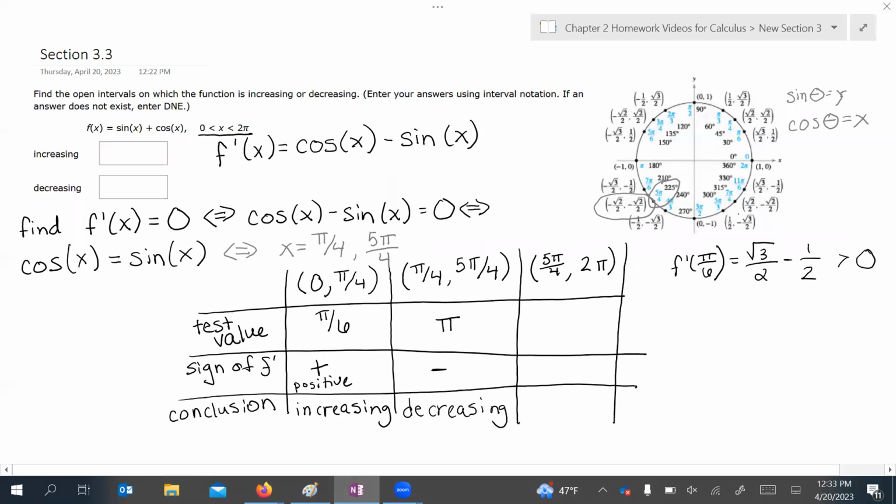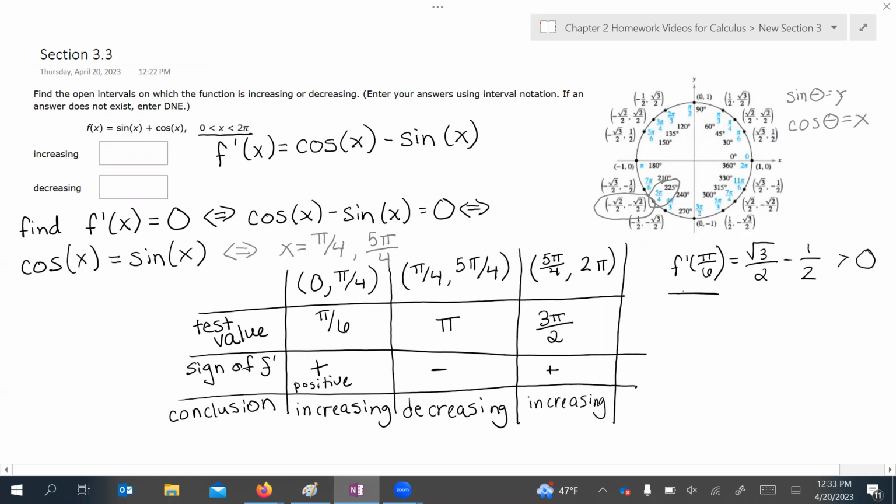From 5 pi over 4 to 2 pi, I'm going to choose the point 3 pi over 2. For 3 pi over 2, cosine of 3 pi over 2 is equal to 0 minus a -1. This is going to give me a positive for 3 pi over 2. So this is going to be increasing.